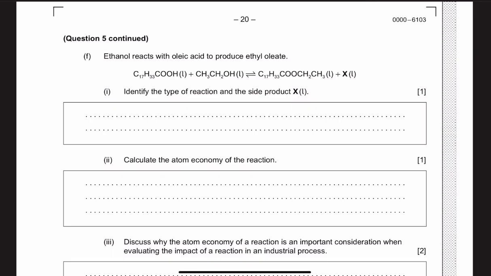Okay, ethanol reacts with oleic acid to produce ethyl oleate. I literally pronounced it wrong in the SL video as well. So that's quite impressive for me. But yeah, okay. Identify the reaction and the side product X. So we can see that it's a carboxylic acid and an alcohol. This is an esterification reaction, and our product is going to be water.